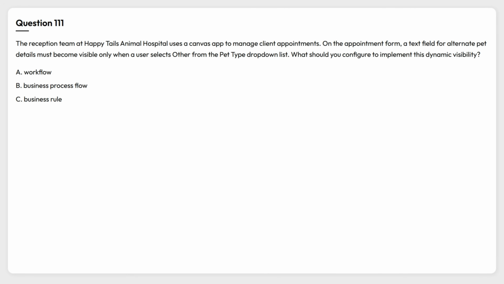Option A, workflow. Option B, business process flow. Option C, business rule. The correct answer is option C, business rule.